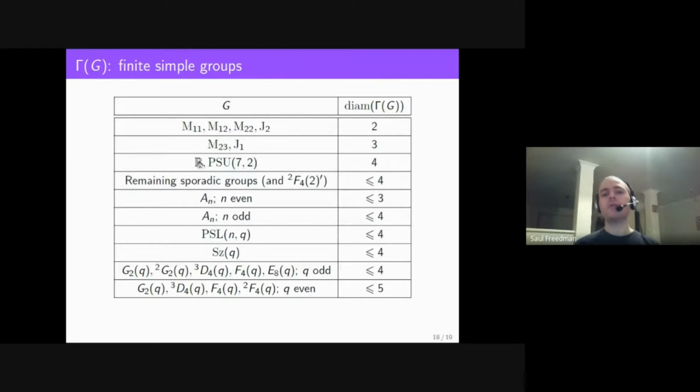For the third row, we just saw that the intersection graph of the baby monster and PSU 7,2 has diameter 5. And it's therefore easy to show that because of this, the diameter of gamma of G is at least 4. We can also show that in each case the diameter is at most 4, so indeed it's exactly equal to 4. And using various techniques for these other families of groups, we can prove these other upper bounds. Note, however, that I don't know if any of these upper bounds are tight, it's possible that maybe some or all or none of these upper bounds could be reduced.